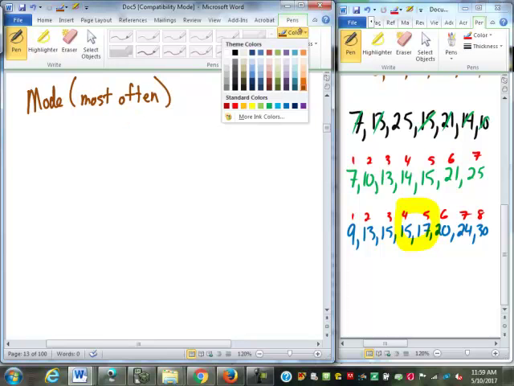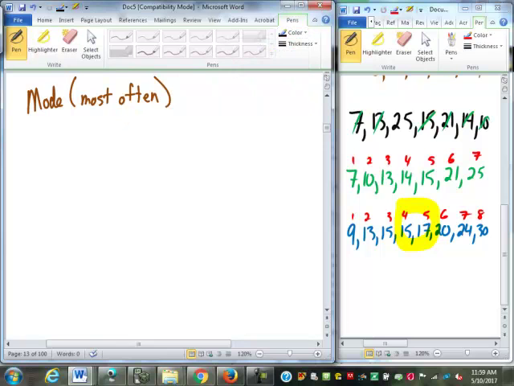Now looking at my sets of data over here, the top set, there is no mode. There's no number in that first set of numbers that's repeated more than once. Now in the second set, there is a number, the 15 is repeated twice. So the 15 is the mode.